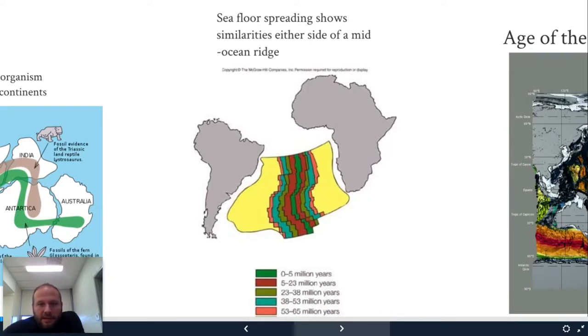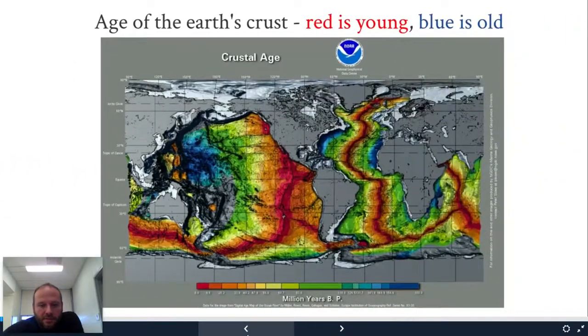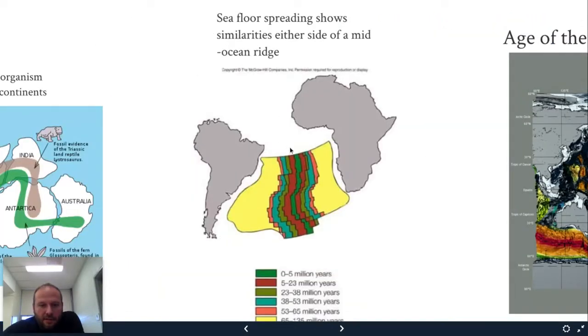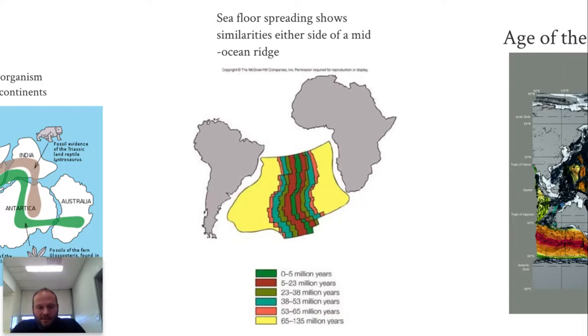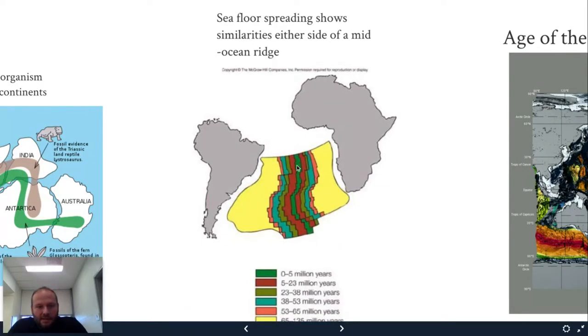Seafloor spreading, it says, shows similarities either side of a mid-ocean ridge. Oops, let me go back. So you can see here, right in the middle of our ocean, this is, again, South America and Africa. There is a ridge. It's almost like, not a trench, but an area where we can definitely see that there's a lot of volcanic activity, a lot of lava flow and stuff like that. So right in the middle, we can see that the rock on either side, equal distances from each other, are very similar. They have the same types of rock formation.